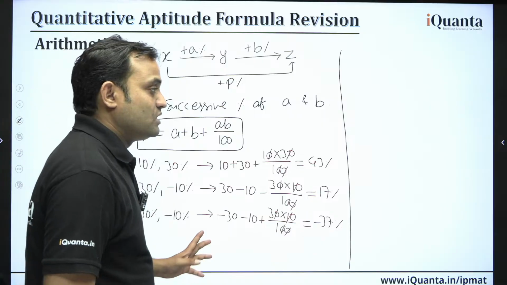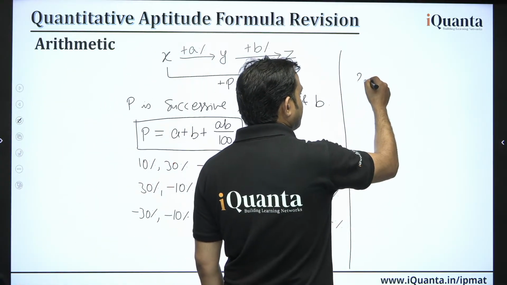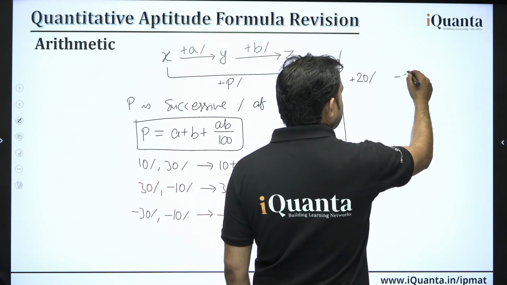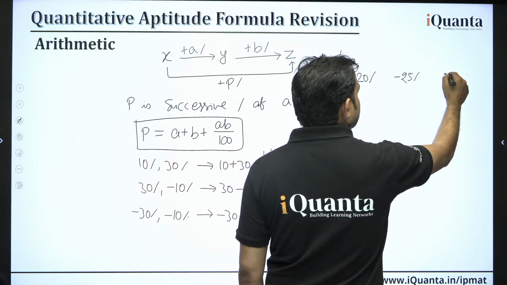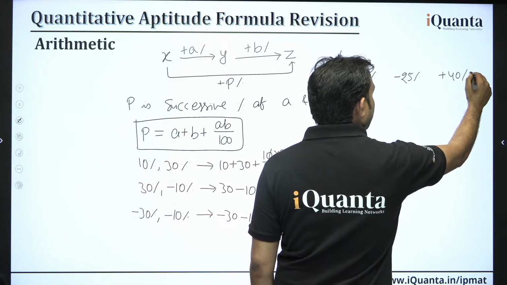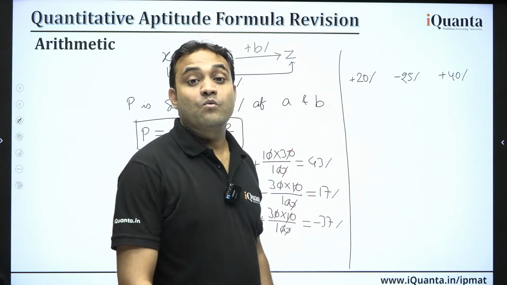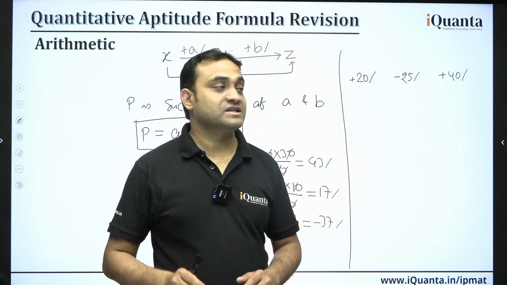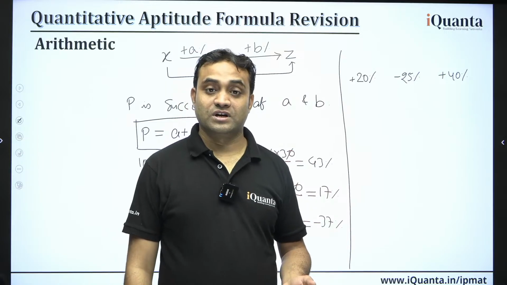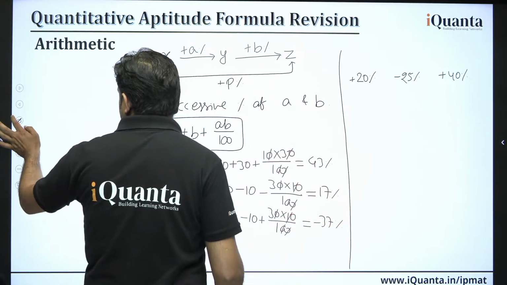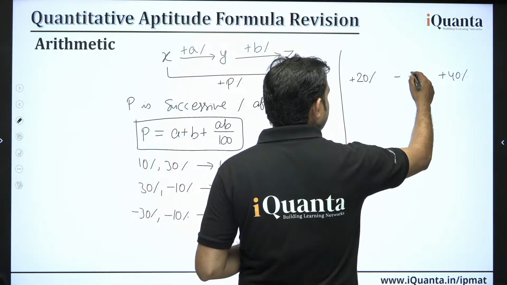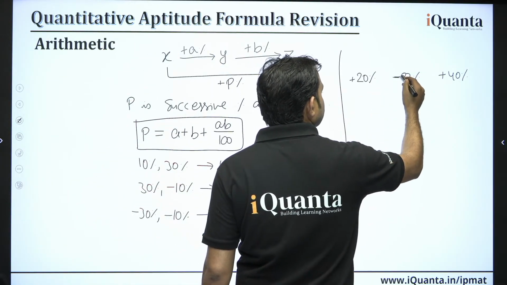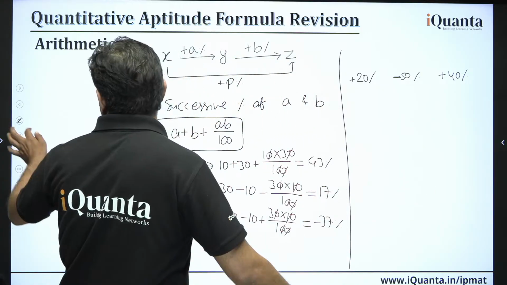Okay. Now, if there are three successive changes, then what do we do? Like let's say we have a successive change of 20% increase, then we have a decrease of 25%, then we have an increase of 40%. What is the equivalent percentage change in total, right? So in this case, let's say instead of 25, let's take this 50% decrease. Okay. So what will be the equivalent percentage change here?